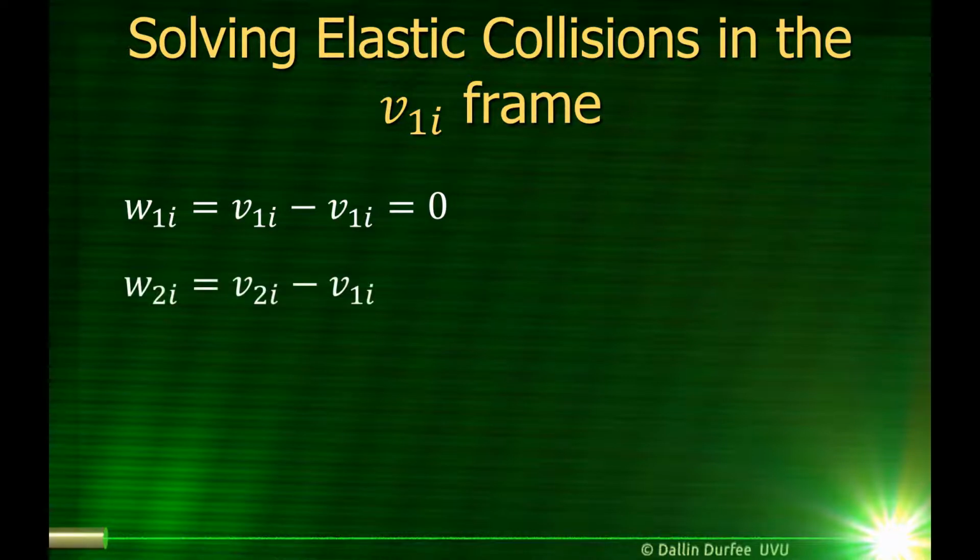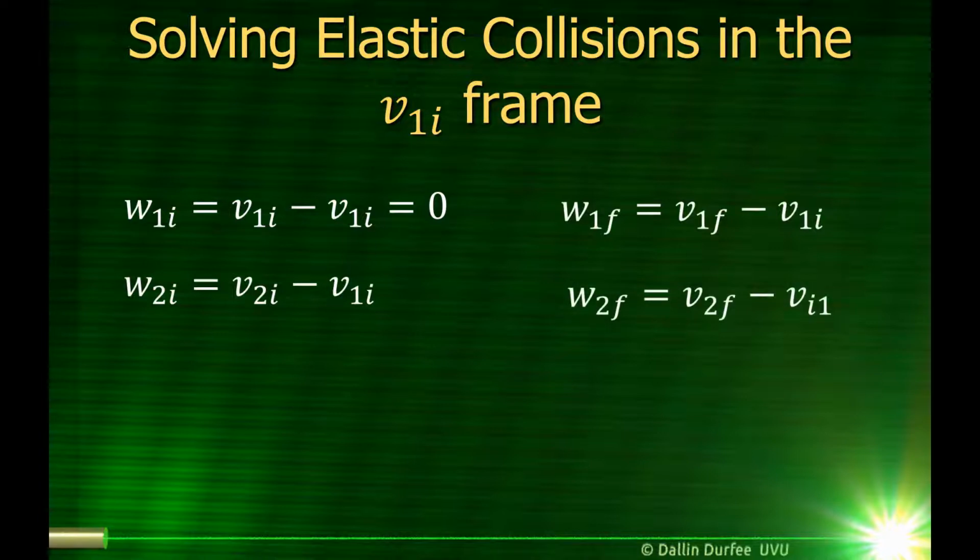The initial velocity of particle 2 in that reference frame is the initial velocity of particle 2 in the original reference frame minus the initial velocity of particle 1 in the frame, right? And so all of these velocities in the other reference frame, I just subtract off the velocity of my frame, which is going to be the initial velocity of particle 1. So now I know how to transform those velocities.